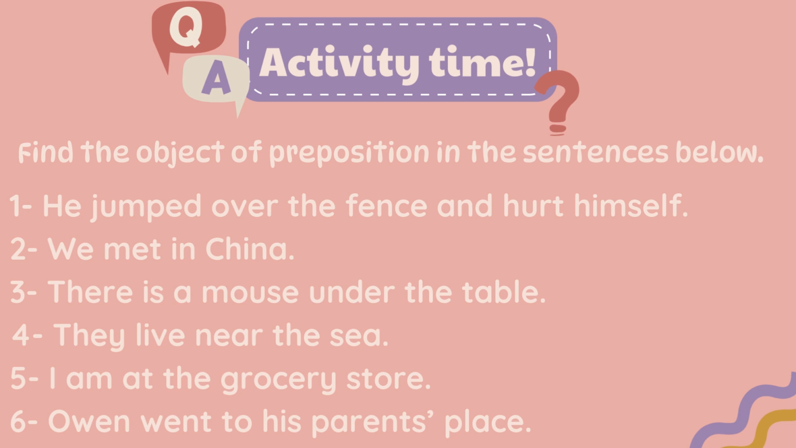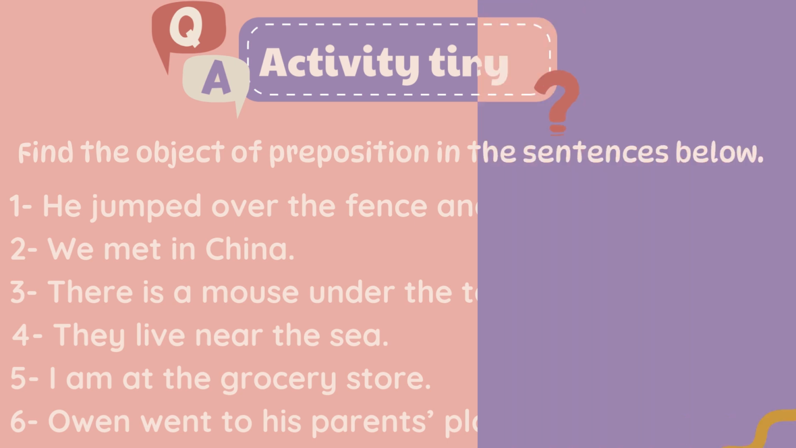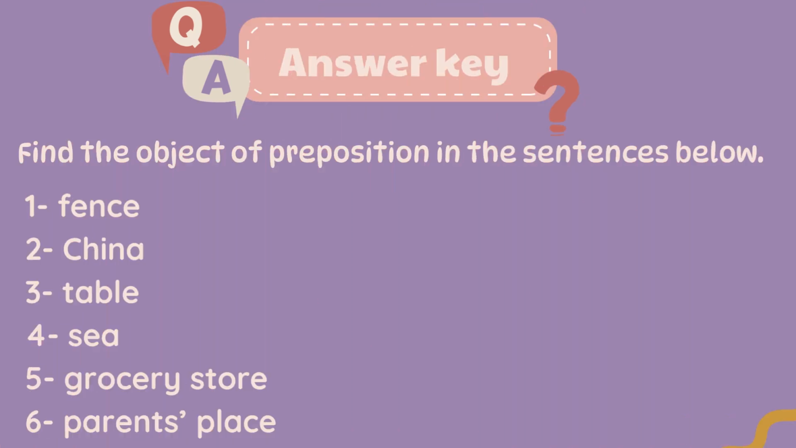Number 2. We met in China. Let's use the help of the formula we talked about. We is the subject of the sentence. Met is the verb. In is obviously the prepositional word. Hence, China is the object of preposition. Great! Now you have to show me that you can solve the rest without any help. Go on. And after that, you may take the answer key.